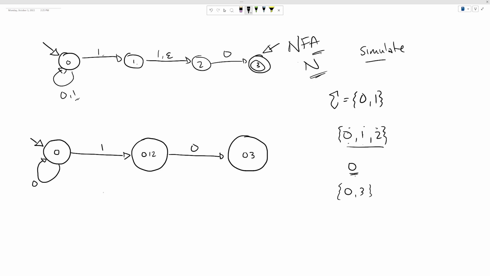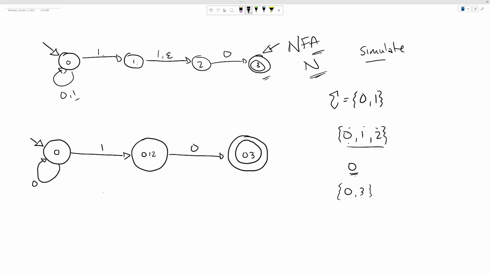Now, here's one thing I'll notice. Since 3 is an accept state up here, 0, 3 should be an accept state down here. This is saying I could be in state 0 or state 3. If I'm in state 3, I should accept. So if I can get here and I've been simulating, then I should accept, because I could be in state 3. I might be in state 0, but I could be in state 3, and if I'm in any state that's accepting, I should accept.